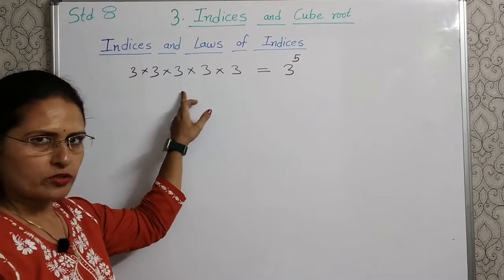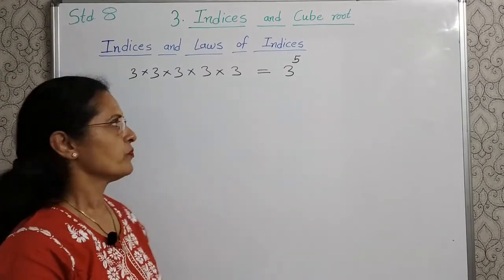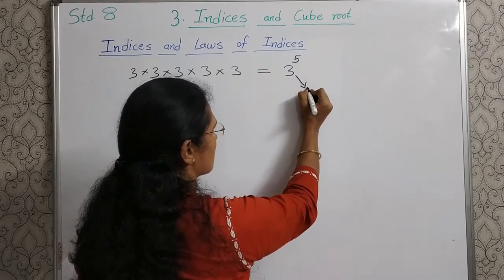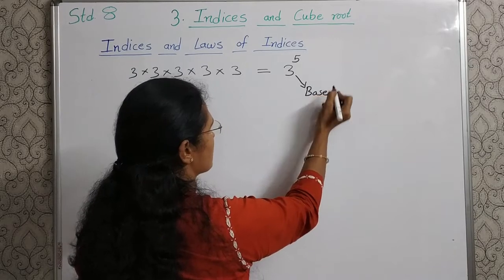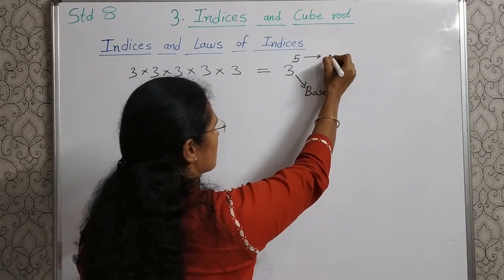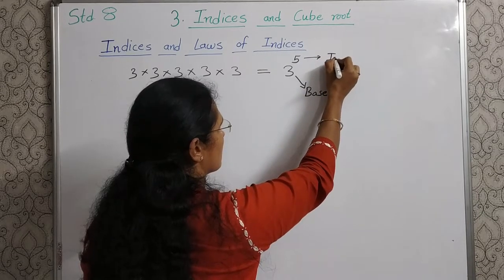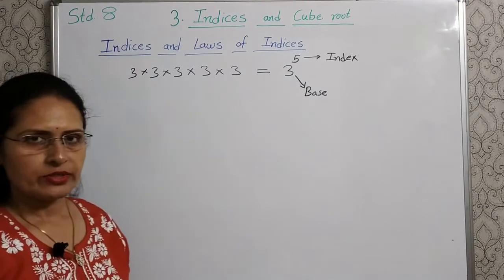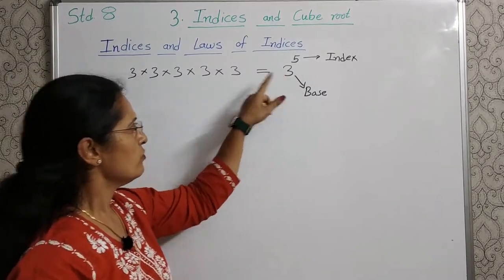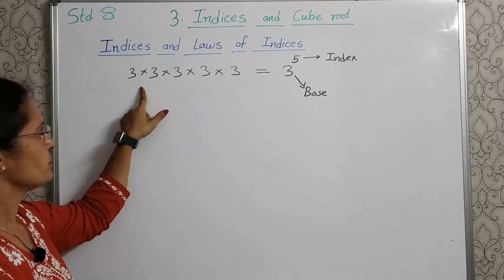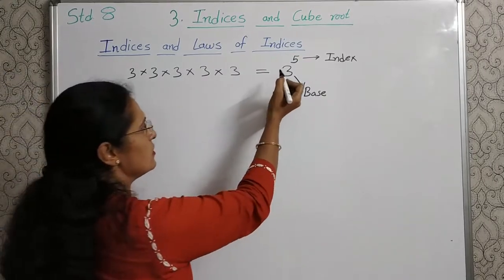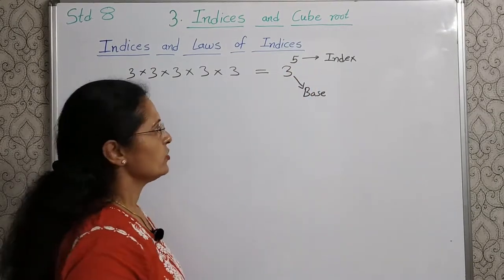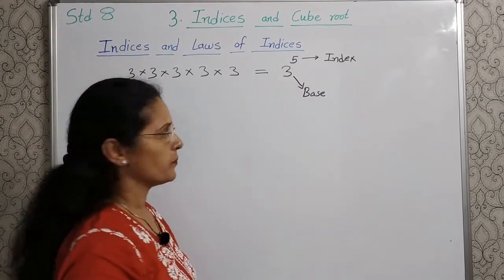So this is called a product form and this is index form, where 3 is a base. So this is a base and this 5 is index. So 3 is base and 5 is index, and this is called index form of this product form. Now how it is read? You can read it like 3 raised to the power 5, or only you can say 3 raised to 5.